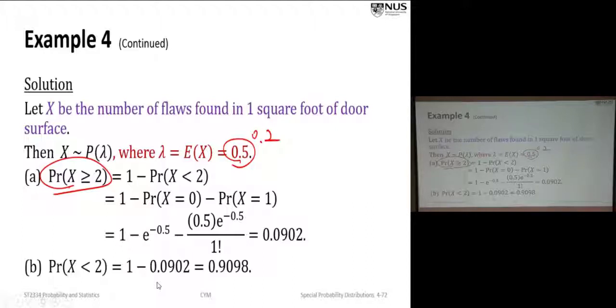Okay, so what's the chance that it passed the inspection? Passing the inspection means that the number of faults found is either 0 or 1, which is the complement event of probability X greater or equal to 2. So it's 0.9098. All right?